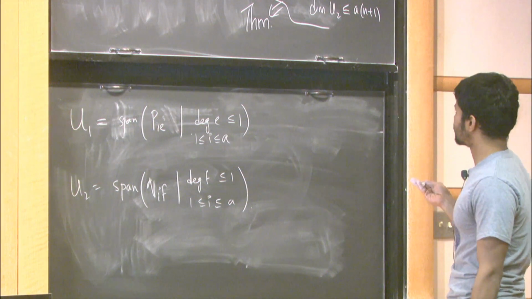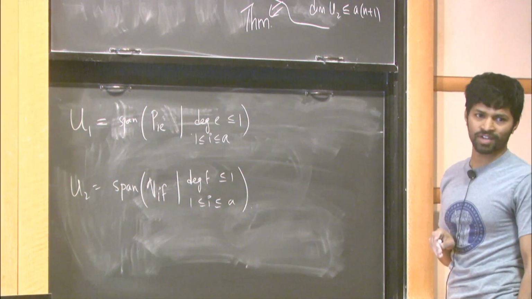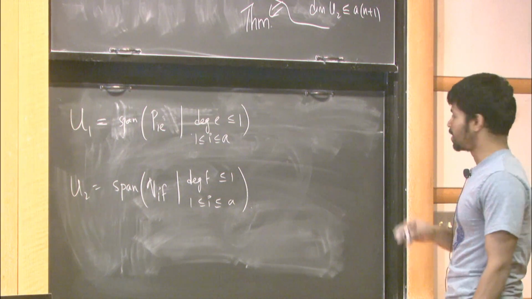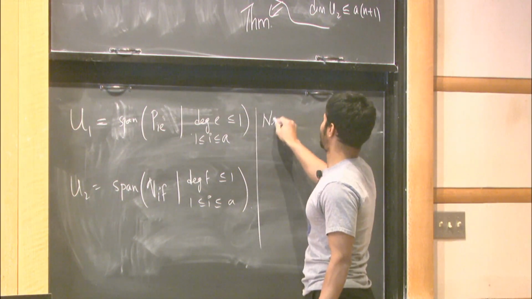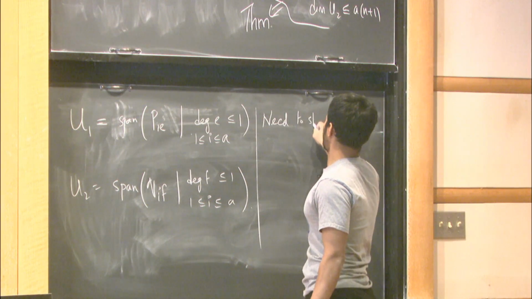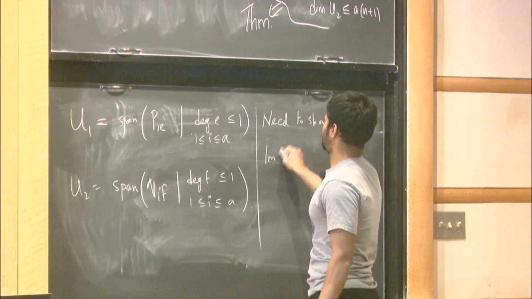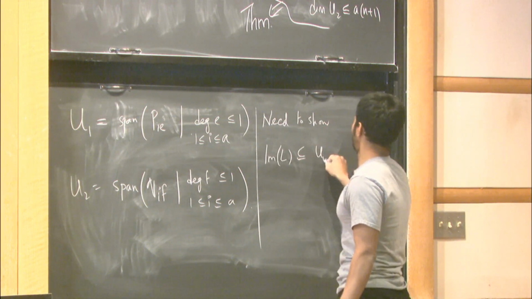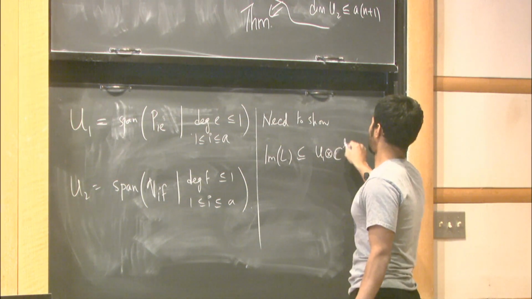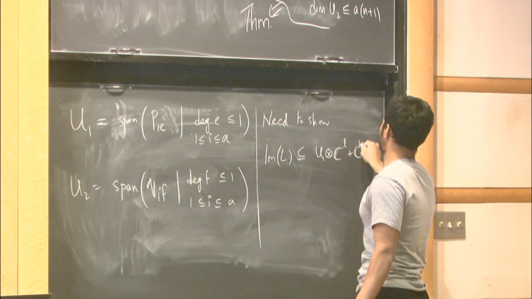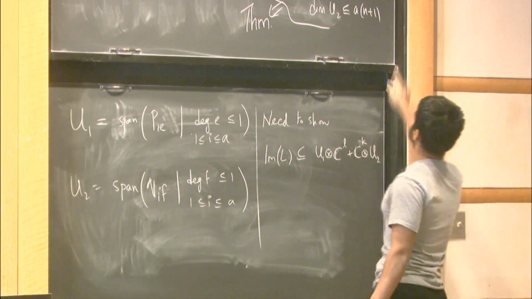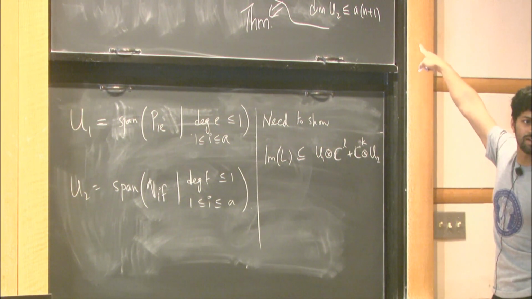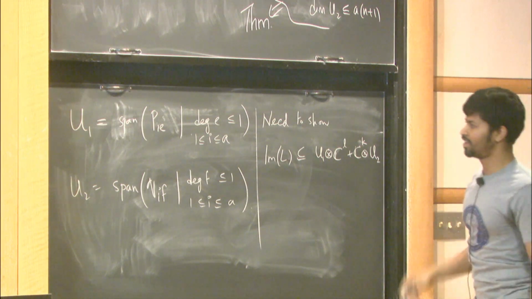Now what do I have to do? I just have to show you that the image of L, which is the same thing as phi of S, right? That the image of L lands inside U1 tensor C^l. Okay, so I need to show the image of L lands inside U1 tensor C^l plus C^k tensor U2. Right? It's exactly that one. Does that make sense? Let's do it.